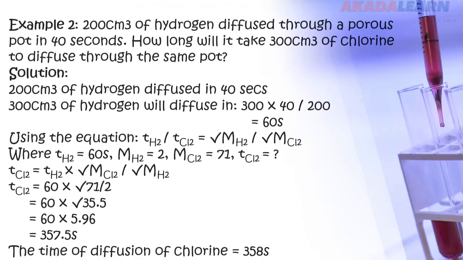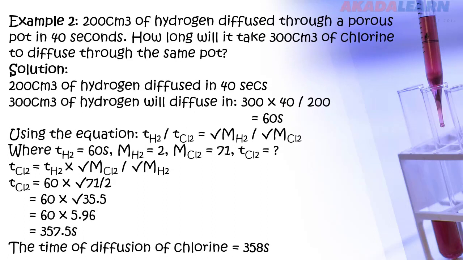So let's take a look at a second example. 200 cm cubed of hydrogen diffused through a porous pot in 40 seconds. How long will it take 300 cm cubed of chlorine to diffuse through the same pot? Now the solution.